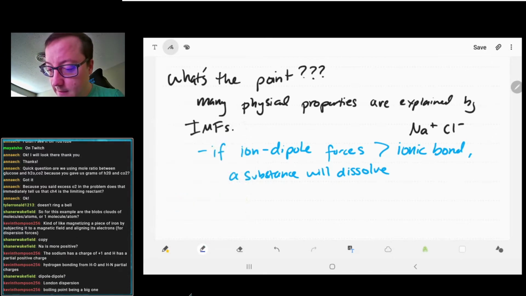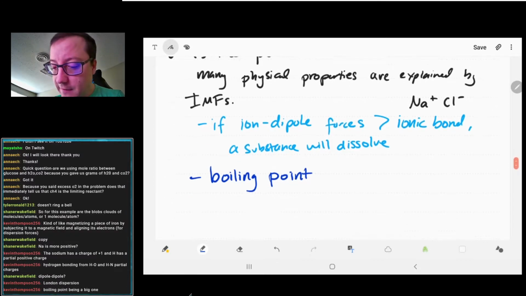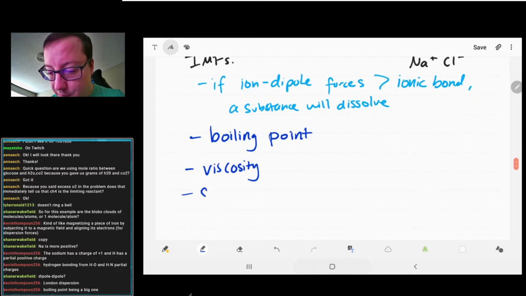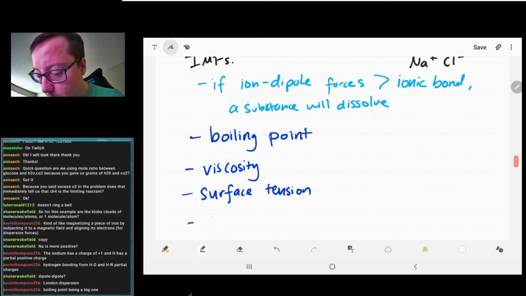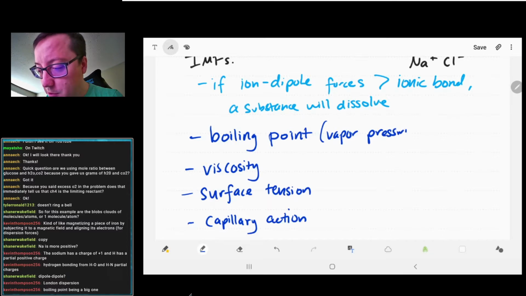As Kevin has said, a very big point is going to be the boiling point or the melting point. But let's focus on boiling point. We're going to have others like viscosity, surface tension, and capillary action. We're also going to have vapor pressure associated with the boiling point.